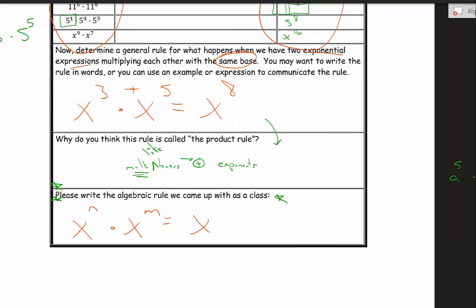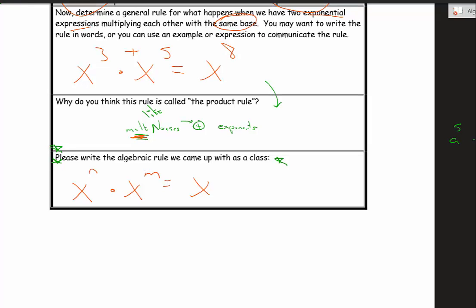Why do we call it the product rule? Because we're multiplying with those like bases, that means we're going to add the exponents. So if I leave a generic algebraic one, algebraic rule means we're going to put everything in as variables. So what should I do with n and m? I should add them. So that gives you a general rule.